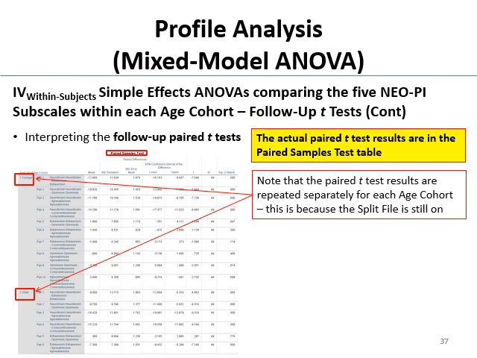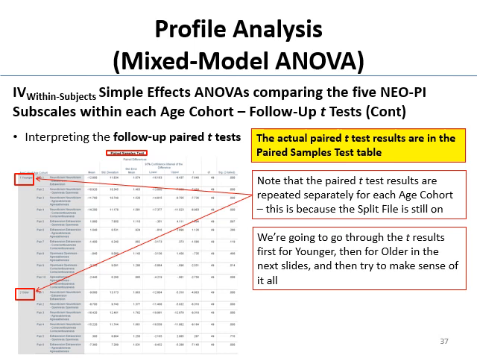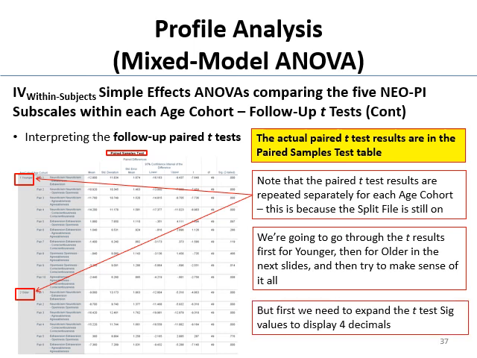Note that the t-test results are repeated separately for each age cohort. You get a set of the 10 pairs for young and a set of the 10 pairs for old because split file is still on. So we're going to go through these t-test results first for younger, then for older on the next slides, and try to figure out what is going on here.